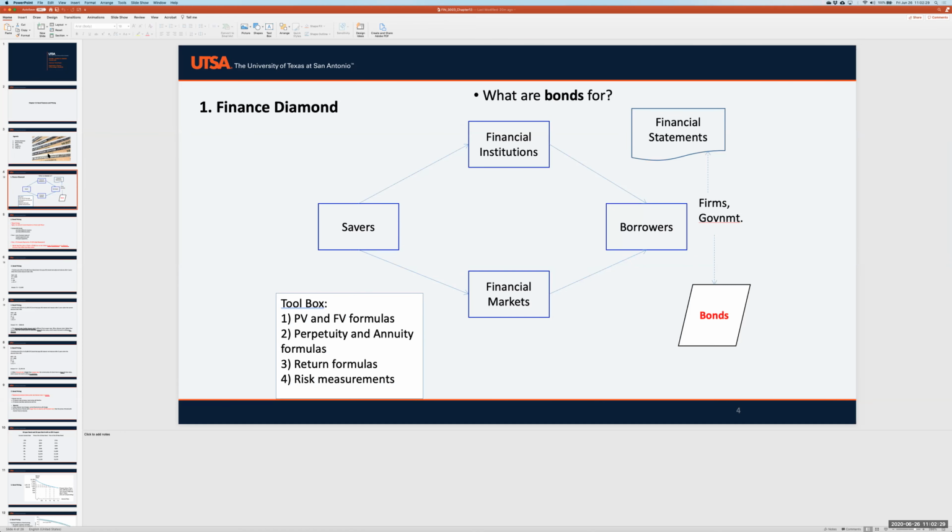Okay, this is the finance diamond. As you remember, we have savers and borrowers, financial institutions and financial markets, indirect transfer and direct transfer of funds. And we already looked at the financial statements, and we already defined and explored the toolbox, which is present value and future value, formulas, probability, annuity, return formulas, and risk measurements. Now we will look at the bonds, which are issued by firms, corporations, and governments.